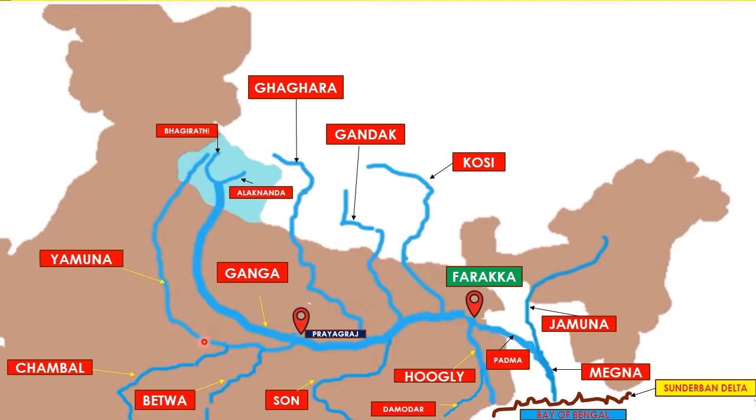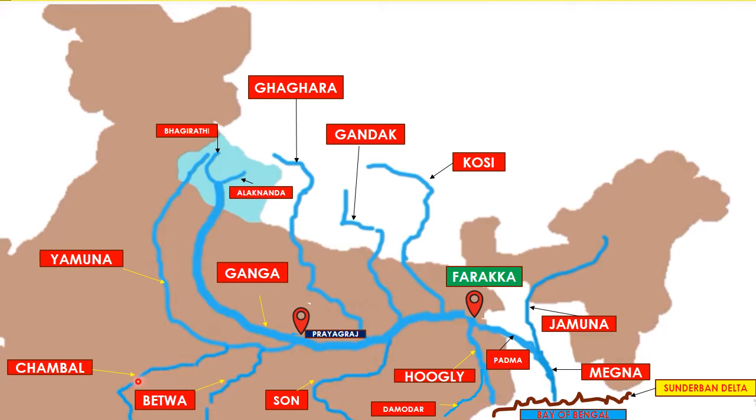We have here the main ones, Ghagra. You can see this is Ghagra, then Gandak and Kosi, which comes from Nepal, and this is called the Sorrow of Bengal. It causes floods every year and brings floods to Bihar. It is called the Sorrow of Bihar.